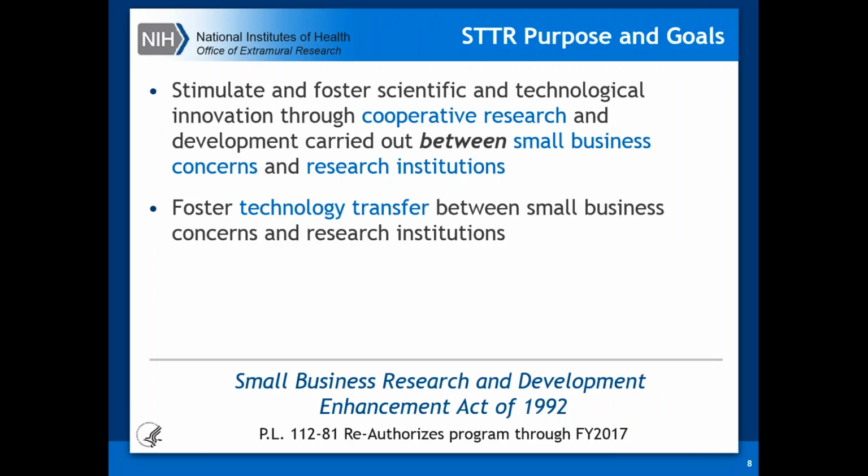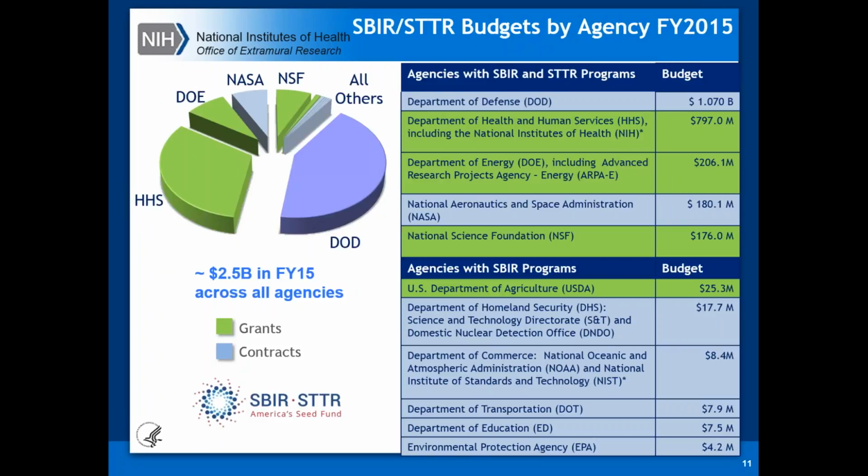The STTR purpose and goals: the Small Business Technology Transfer Research Program is to stimulate and foster scientific and technological innovation through cooperative research between small business concerns and research institutions. It's supposed to foster technology transfer between small businesses and research institutions, and this was established in the Small Business Research and Development Enhancement Act of 1992, also reauthorized by Public Law 112-81, and recently reauthorized again for another 5 years. Just so you're aware, the budgets we're talking about can be quite substantial.